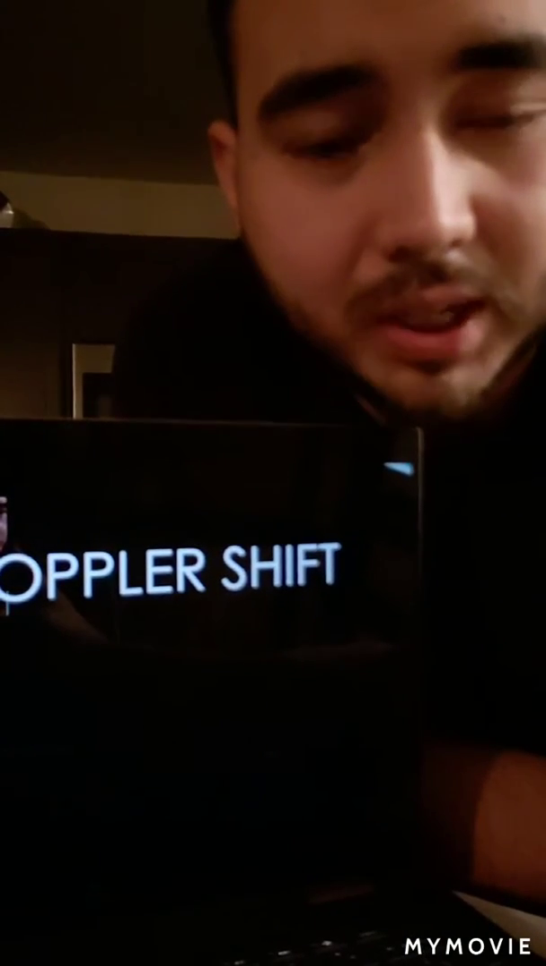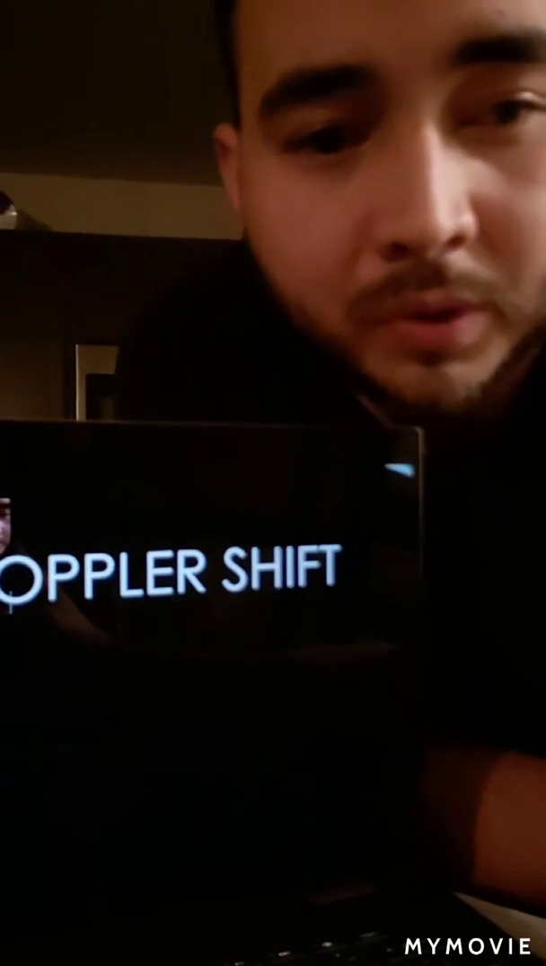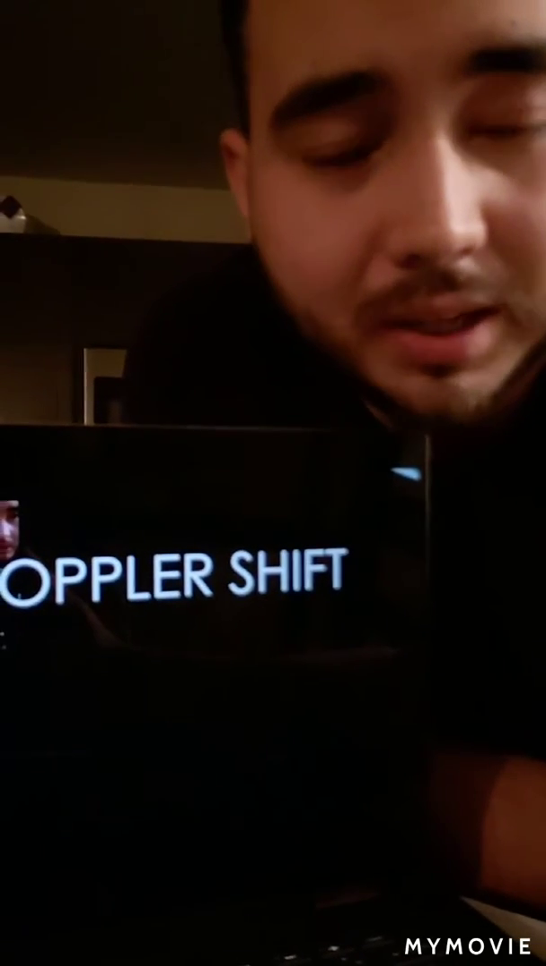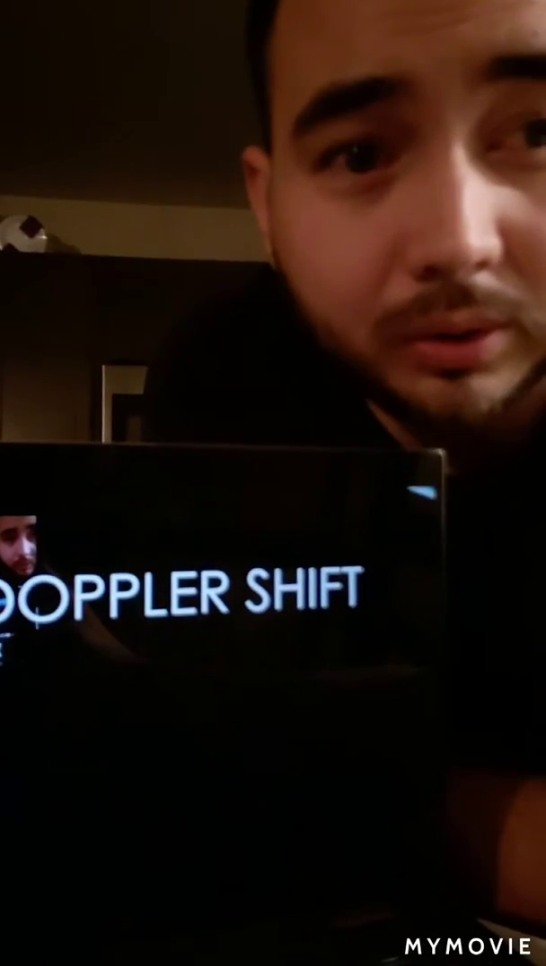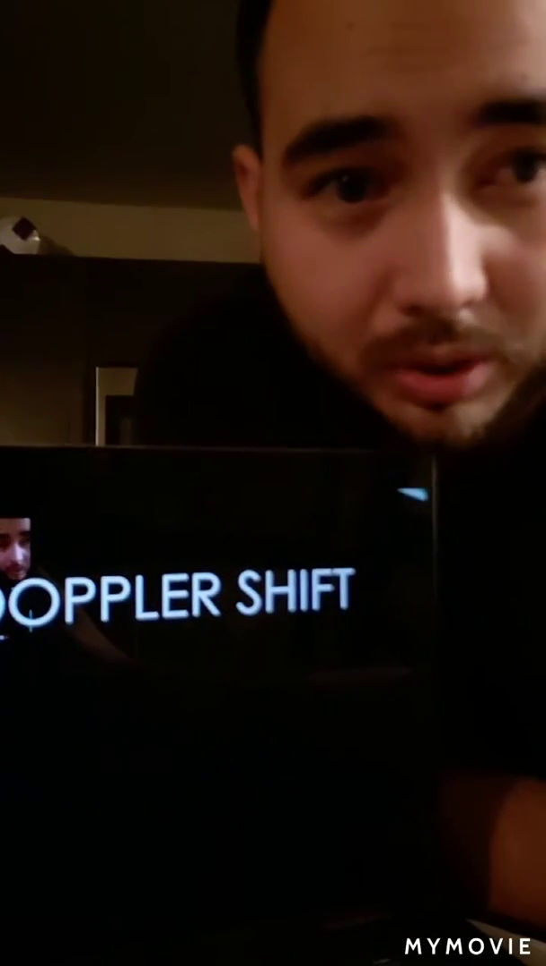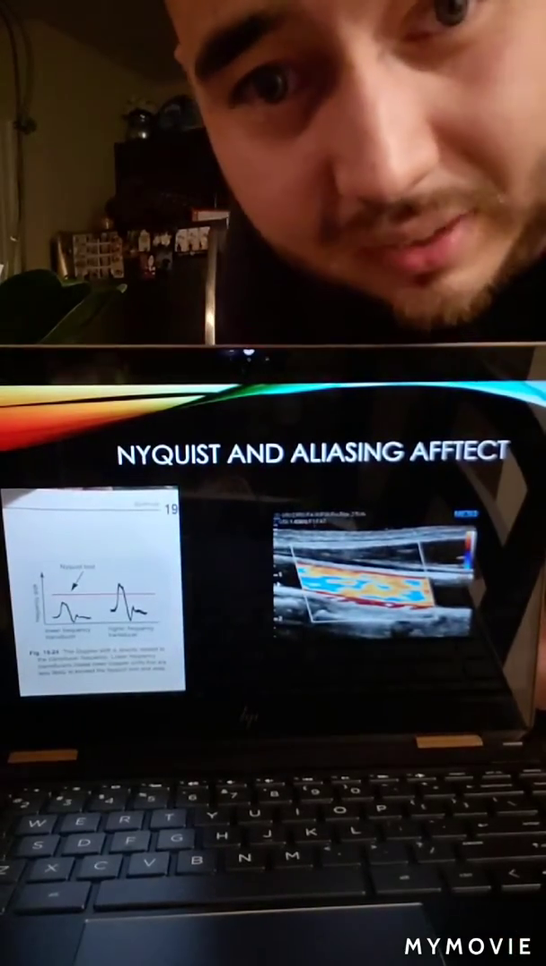Another thing about Doppler shift is that it is directly related to velocity and frequency. So if either one goes up, the velocity of the blood or the frequency of the transducer, the Doppler shift will increase as well. Next thing I want to cover, guys, is the Nyquist and aliasing effect.